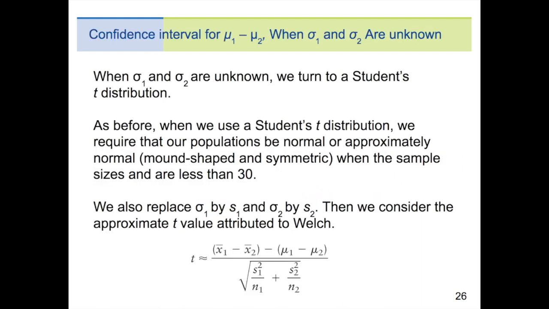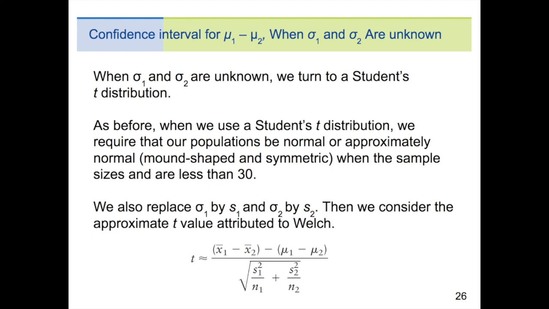When sigma sub 1 and sigma sub 2 are unknown, we turn to a student's t-distribution, just like we did in 7.2. As before, when we use a student's t-distribution, we require that our populations be normal or approximately normal, mound-shaped, and symmetric. That should say when the sample sizes are less than 30.